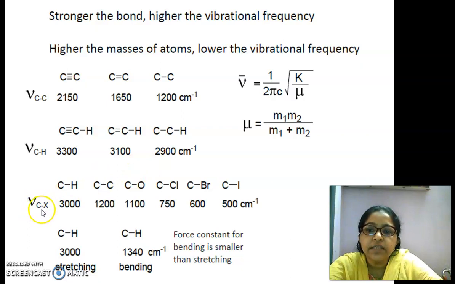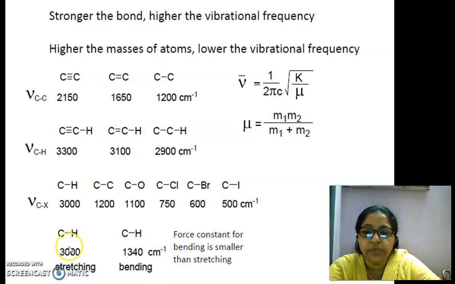Now go to this one. Here we have carbon bonded to different atoms. If it is CH, you know H is much lighter, the mass is very less, and hence the frequency is more. Carbon mass is a little more than H, so the frequency is a little lesser. Mass is more, frequency is lesser. This one is heavier than carbon, so it is even lesser. It is heavier than oxygen, it is even lesser, and accordingly Br and accordingly I. If the mass increases, the frequency of vibration decreases.